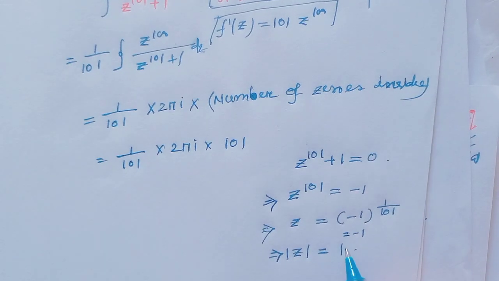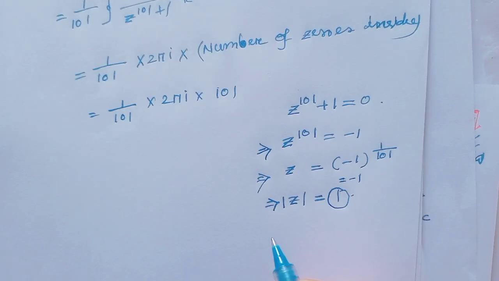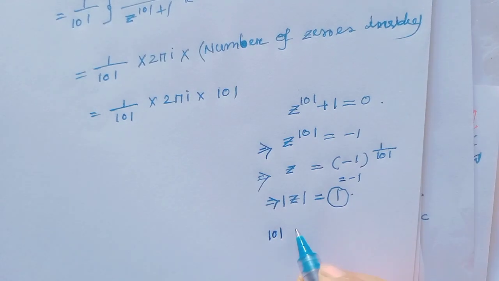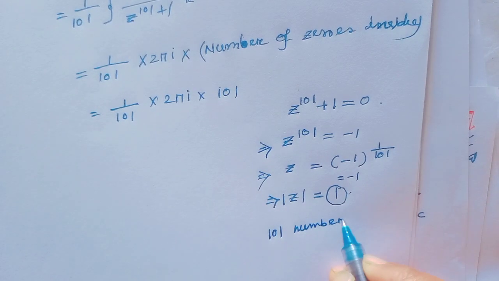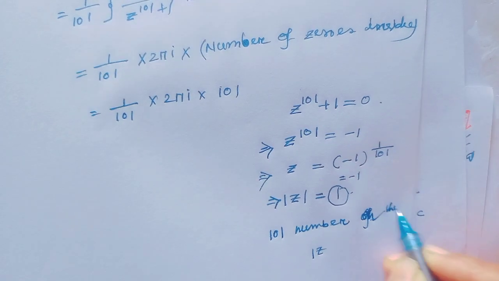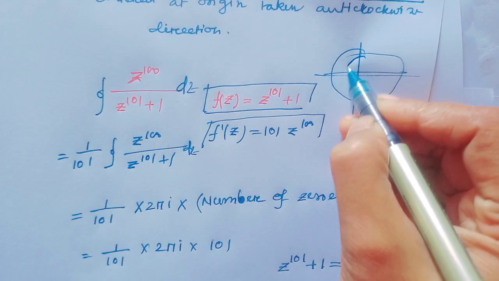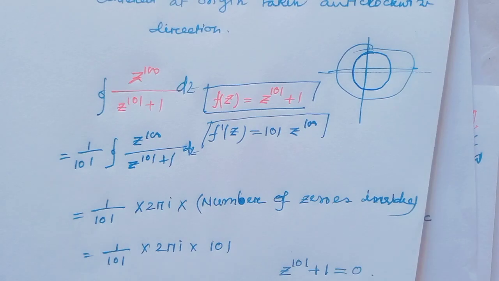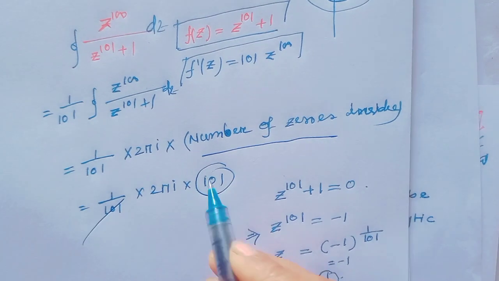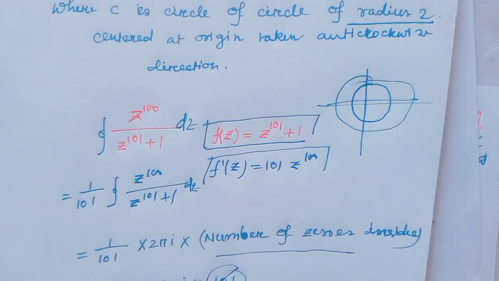And if we apply mod z equal to 1, that means this function f(z) has 101 zeros on the circle mod z equal to 1. That means in this region there are 101 zeros. So the number of zeros is 101. Cancel 101. This value is 2πi. I hope all my viewers have understood this question easily.